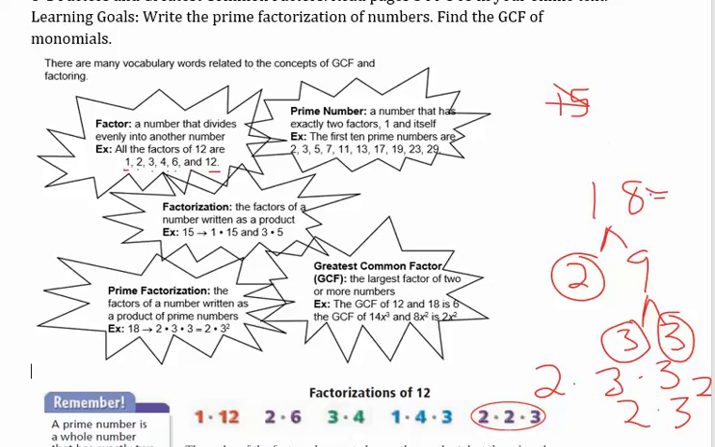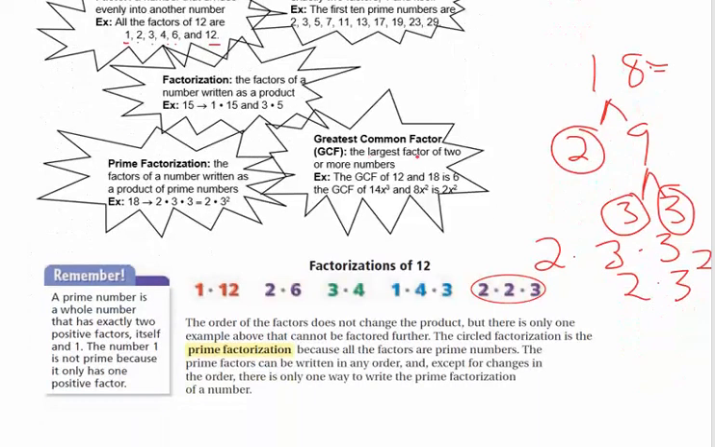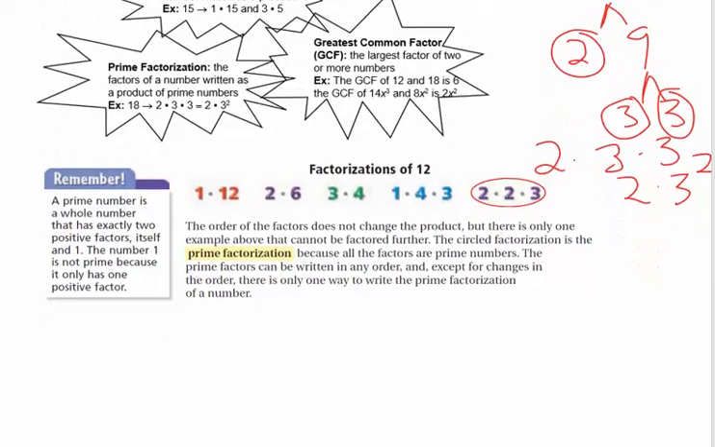And then the greatest common factor is the largest factor of two or more numbers. So if you write out all the factors of one number and then all the factors of another number, the greatest of those is the greatest common factor. And we'll look more at that in a minute.